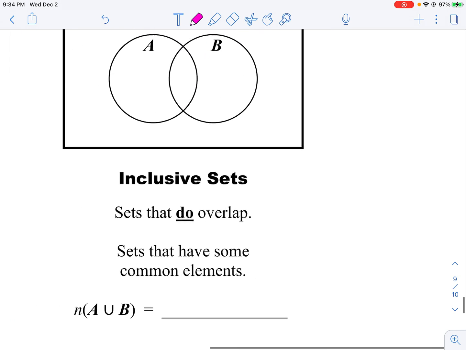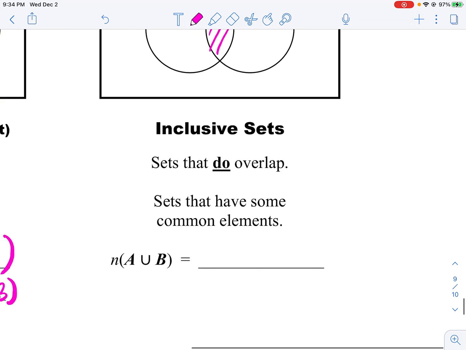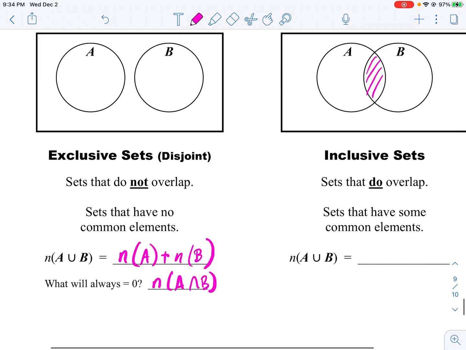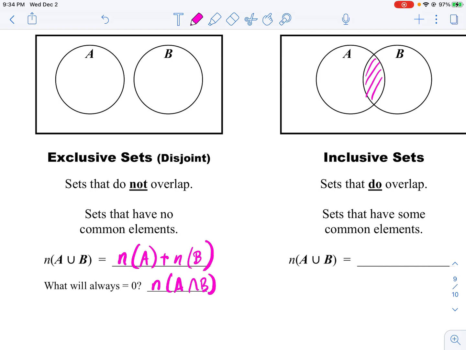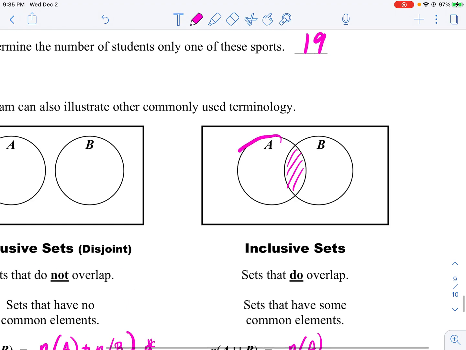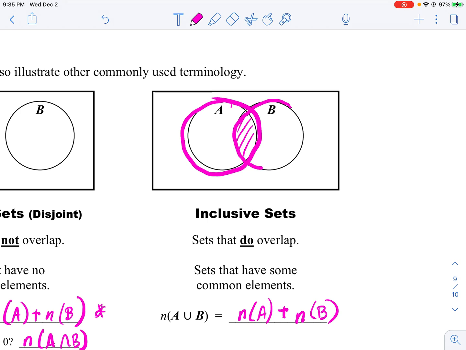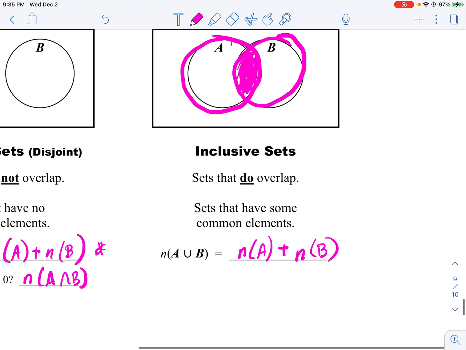For the sets that do overlap, this portion here, the value for A or B is not the same as it is for this one. The value for A or B is the number in the set A, which would include all of this, plus the number in set B, which includes all of this, and then you'll see that there's that overlap. So we need to subtract that overlap from the total number. And that number is going to be the number of A and B's.